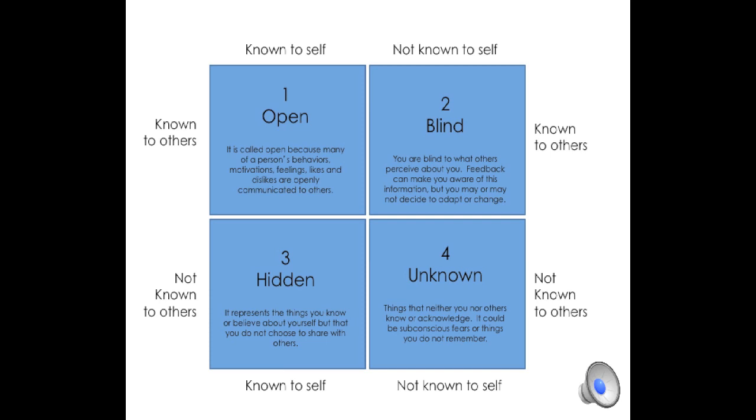Third, hidden. It represents things you know or believe about yourself, but that you do not choose to share with others. Fourth, unknown. Things that neither you nor others know or acknowledge. It could be subconscious feelings or things you do not remember.